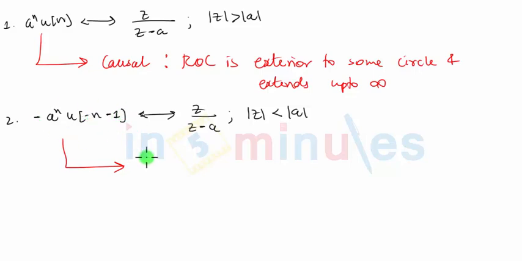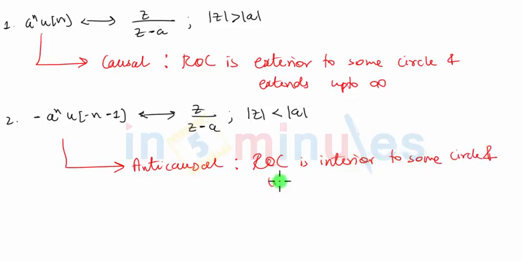Now such types of signals are called anti-causal signals, and for anti-causal signals the ROC is always interior to some circle and covers the origin. It will cover the origin, that means the z equal to 0 point, so it will be interior to a circle. So that's what we got, mod z less than mod a. That means the ROC is a region inside the circle of radius mod a.